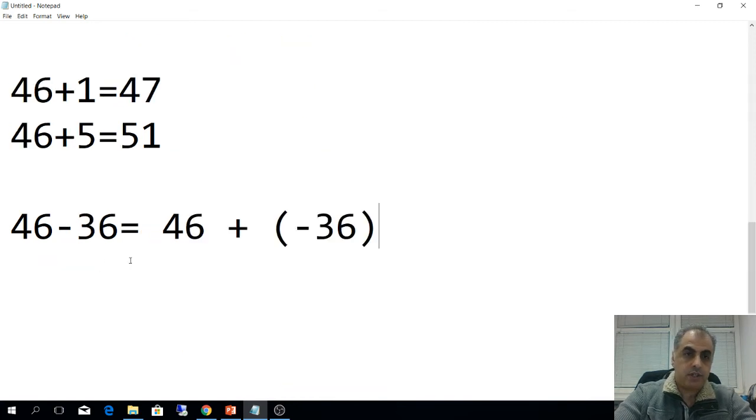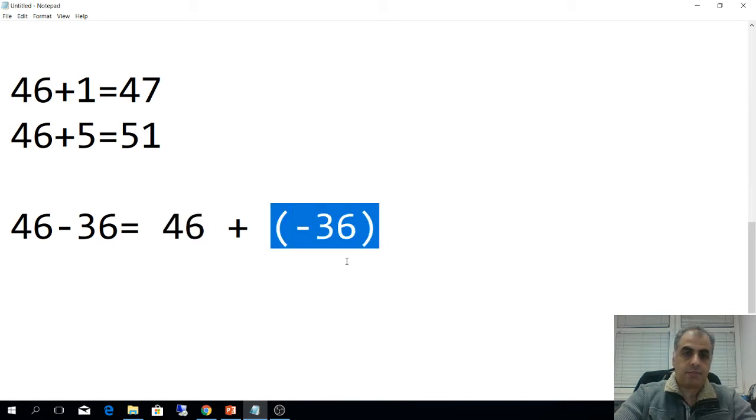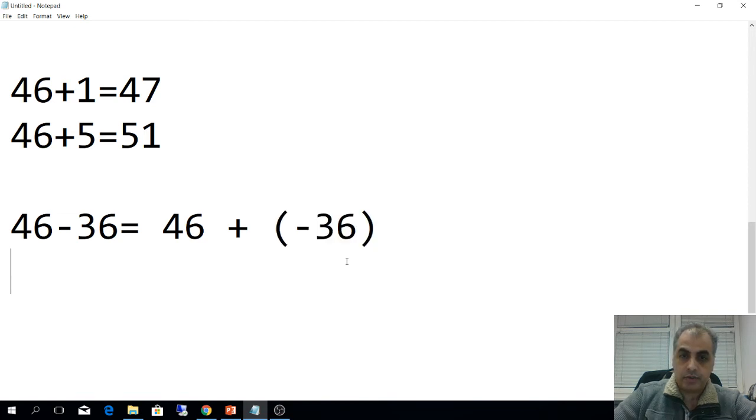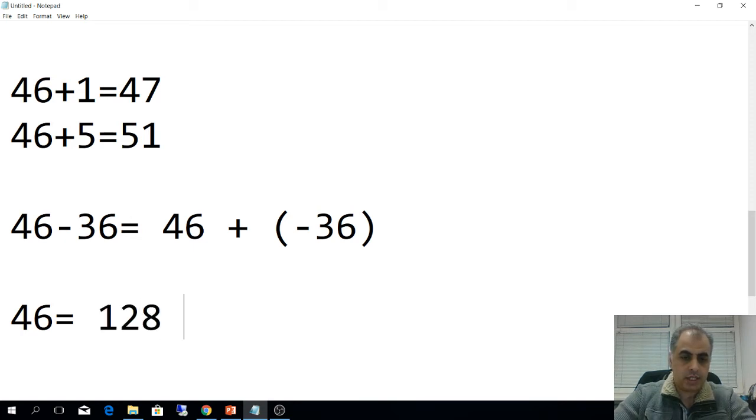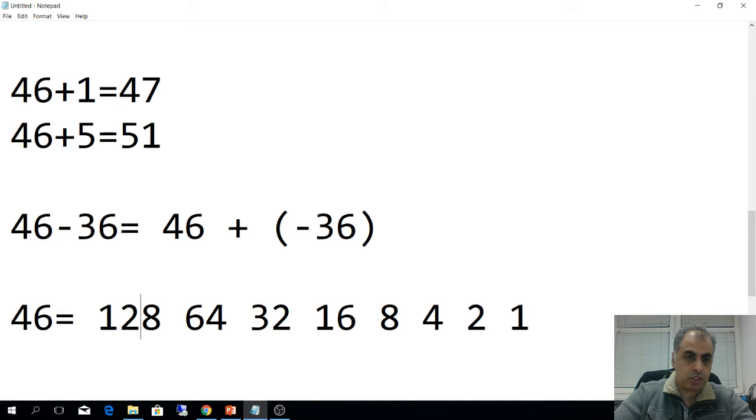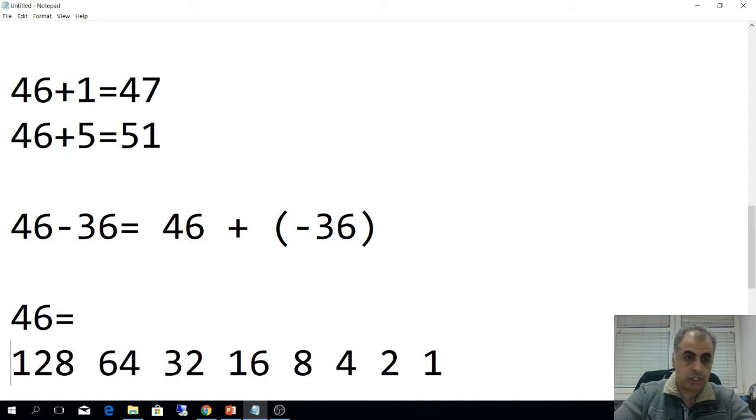So this is what we are going to do. That's why we can represent 46 easily with binary numbers, but when we come to represent 36, we have to use 2's complement to represent minus 36. So again we are using 8 bits. For 46, as you remember, the position values are 128, 64, 32, 16, 8, 4, 2 and 1.